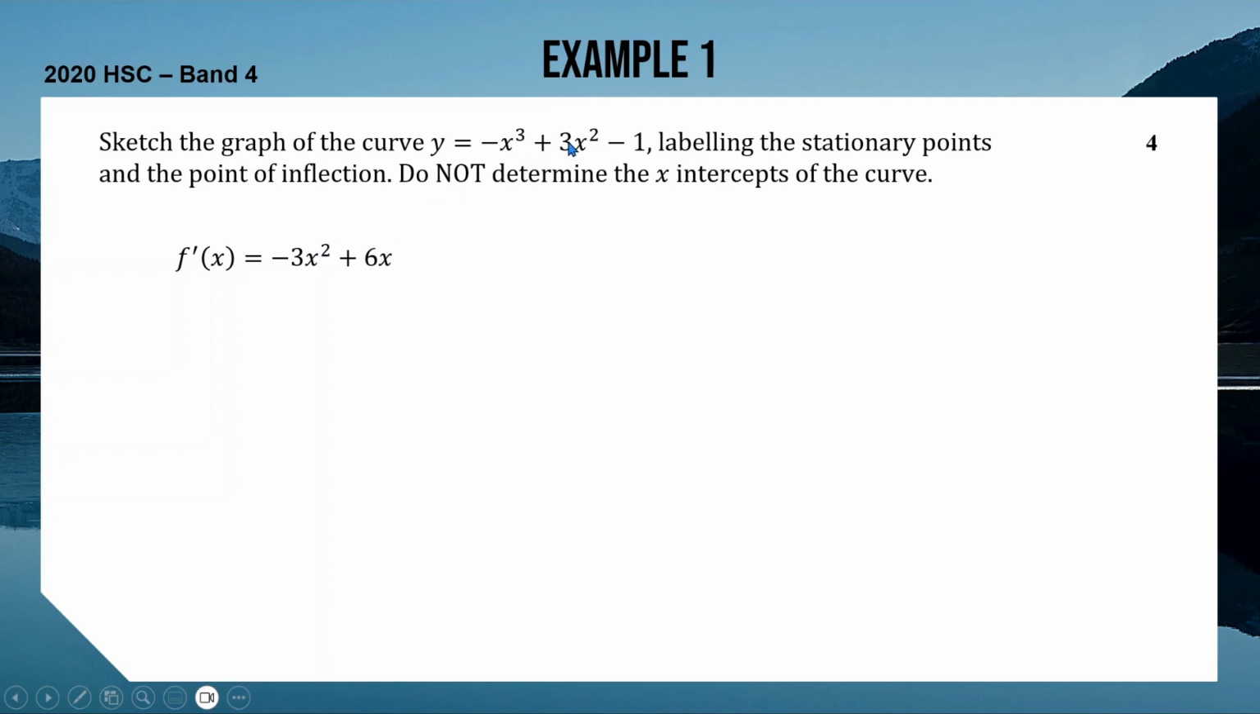Bringing the 2 down the front here makes that a 6, and now the power is 1, and the derivative of -1 is just nothing. So there's our first derivative done and dusted. Now to find our stationary points, we're going to see where that first derivative is equal to 0.